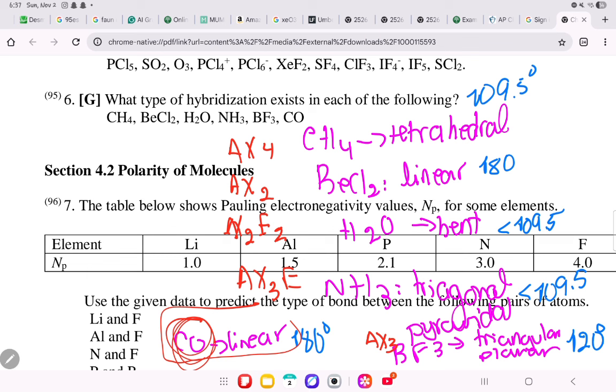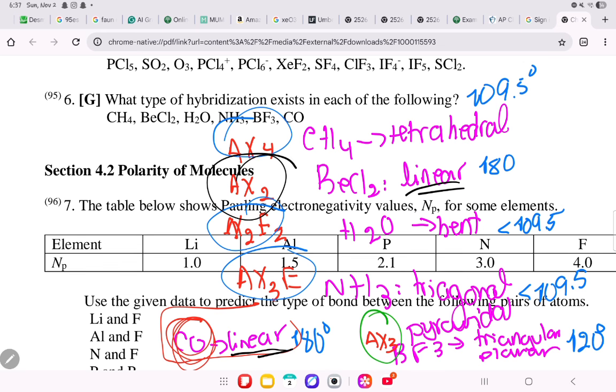But anyways, based on their shapes, we can determine whether they're sp, sp2, or sp3 hybridized. Always, if it's AX4, AX3E, AX2E2, they're gonna be what? They're gonna be sp3 hybridized. If they are AX3, it's gonna be sp2 hybridized. And what's the last thing we have? If it's AX2, then it's what? It's gonna be linear. Literally anything linear, okay? It's gonna be 180 degrees, so it's gonna be sp hybridized.